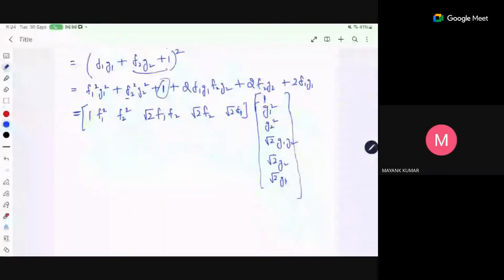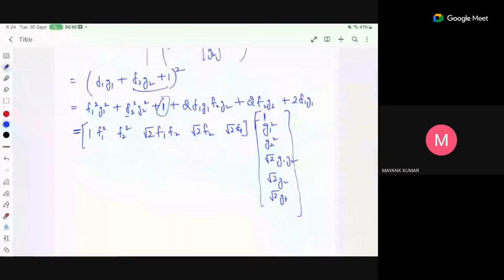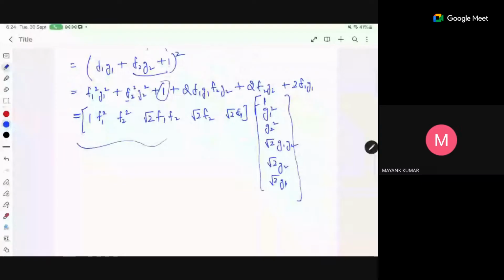Ma'am, instead of root 2, can we take 2 in first? No, you can't. Why? Because what we had was this vector in 2 dimensions, right? We had this f1, f2. Now we are mapping this, which is in R2, to which dimension? 1, 2, 3, 4, 5, 6. We are mapping this in R6 using this phi function.